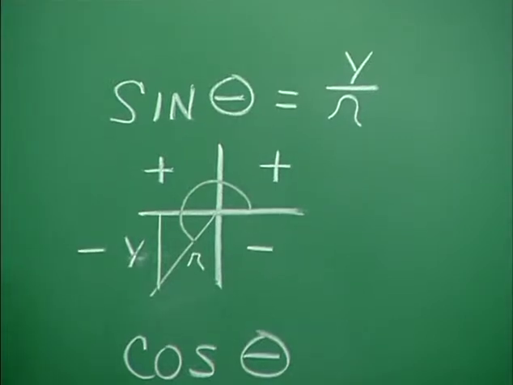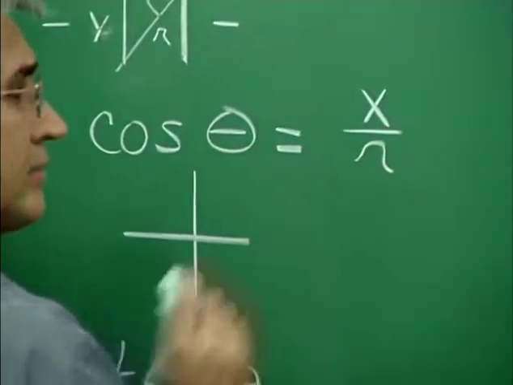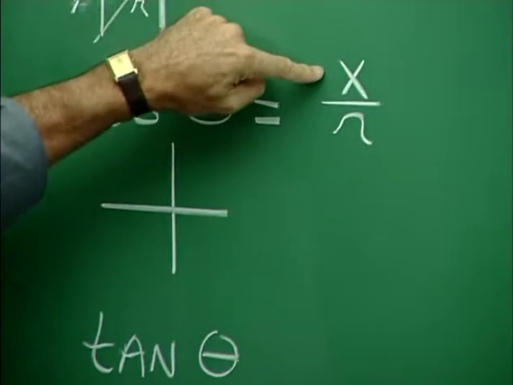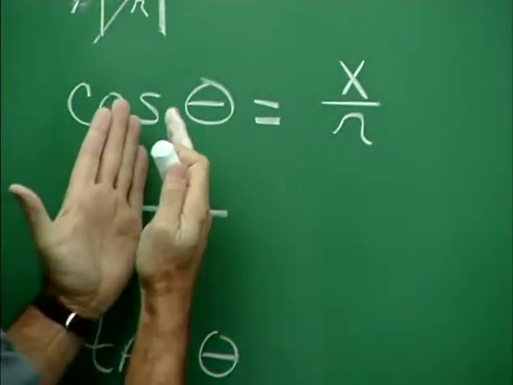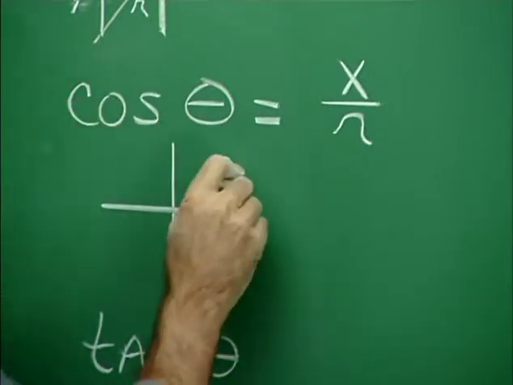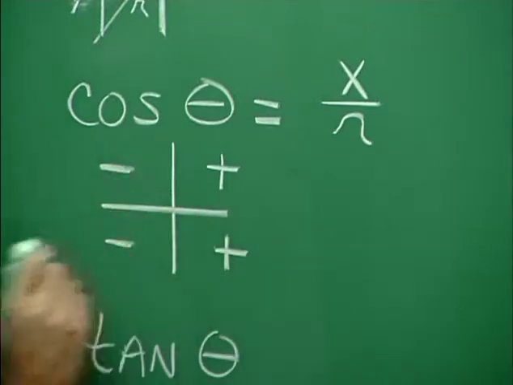For cosine theta, remember, we said x over r, and we just have to decide the quadrants in which x is positive versus negative. It turns out that x is positive for the two quadrants to the right of the y-axis. So we have a positive cosine of theta in these two quadrants, but negative in these two.